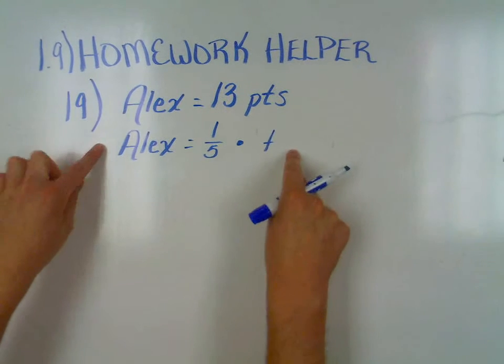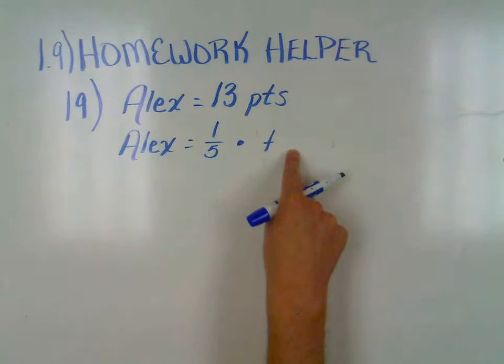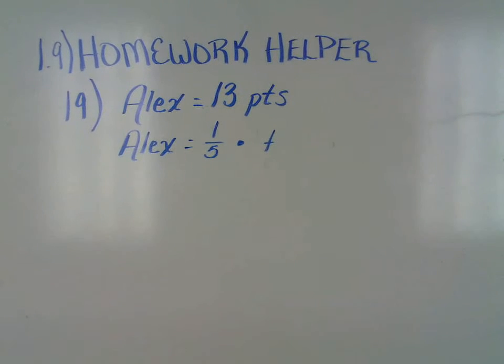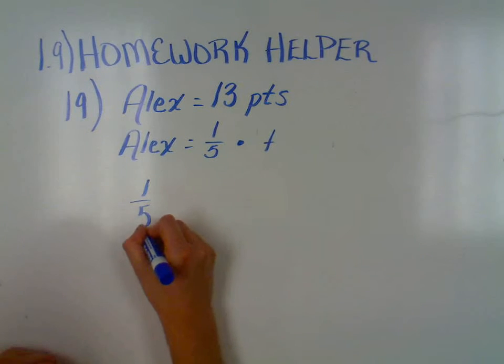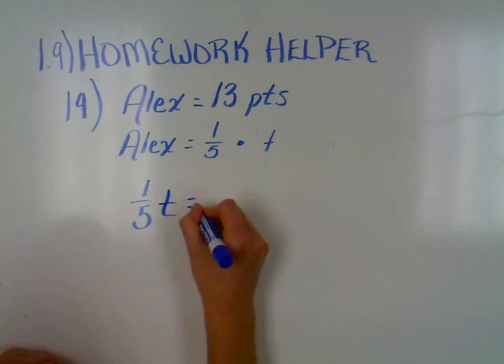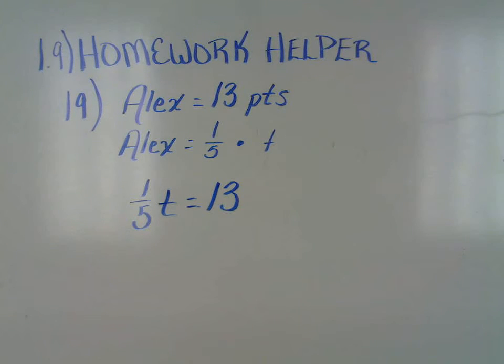Realize that both of these represent the same thing. They represent how many points Alex scored. So since they're the same thing, I'm going to set them equal to each other. That's how we get an equation out of this. 1/5 T equals 13. Now, remember those rules that you just saw on the screen and read a minute ago.